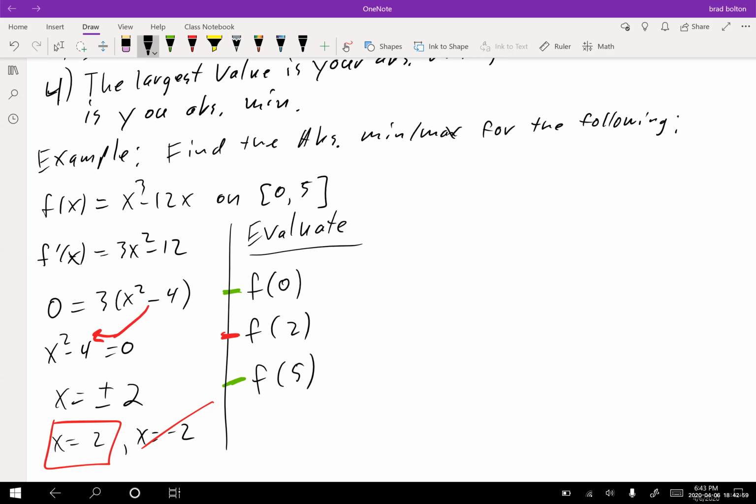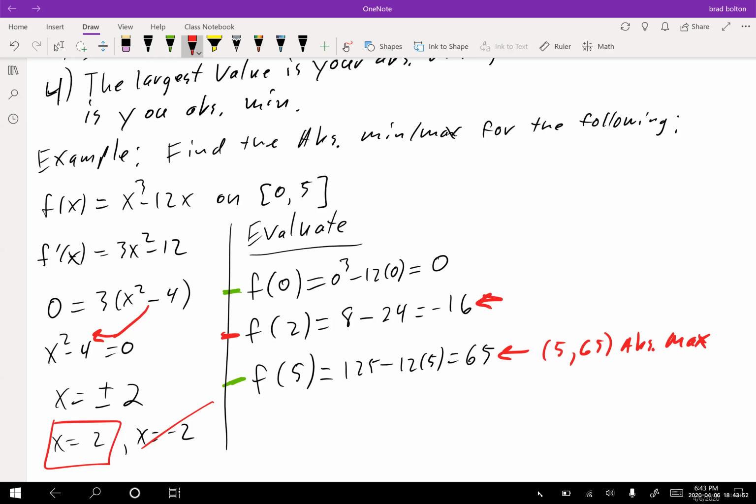So we have that. So which is the biggest number? This guy right here is the largest number. So we're going to say that 5, 65 is my absolute max. What's the smallest number? Negative 16, right? Negative 16 is my smallest number. So we're going to say 2, negative 16 is my absolute min.